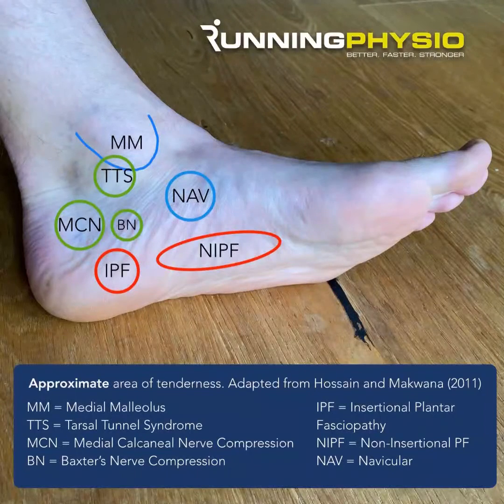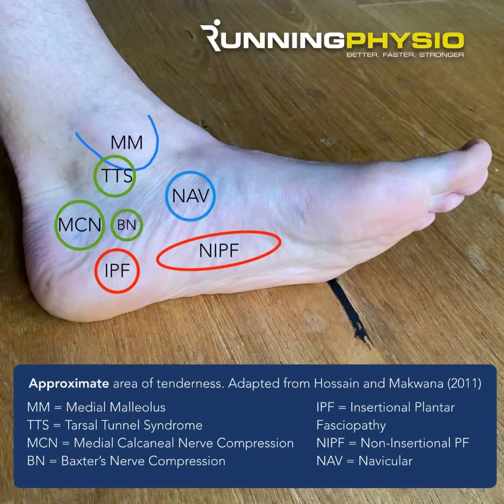Now, in terms of the differential diagnosis, this is an image we've adapted from a really nice paper by Hossain and Makwana in 2011, which I really recommend having a look at. I'll put a link to that in the comments afterwards. Now, these are approximate areas of tenderness for some of the other potential causes of pain around the kind of medial foot and heel region. They are approximate, so please don't message me saying they're not 100% accurate. They're as close as we could get it.